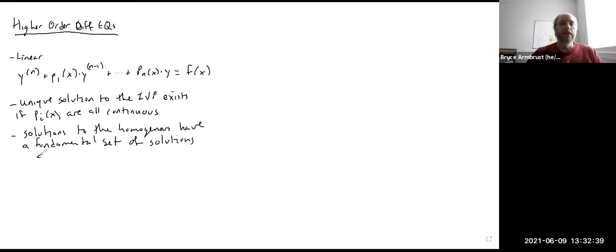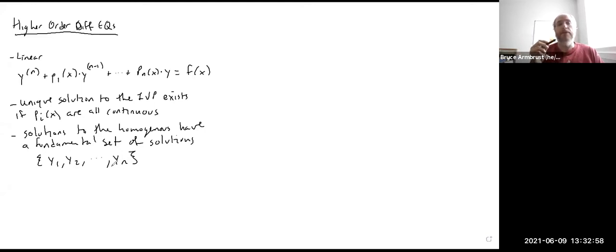But now it's going to be y1, y2, down to yn. So there are going to be n of them. Like when we did the second order, we found 2, right? For the first order, we found 1. If this is a 10th order, we're going to get 10.